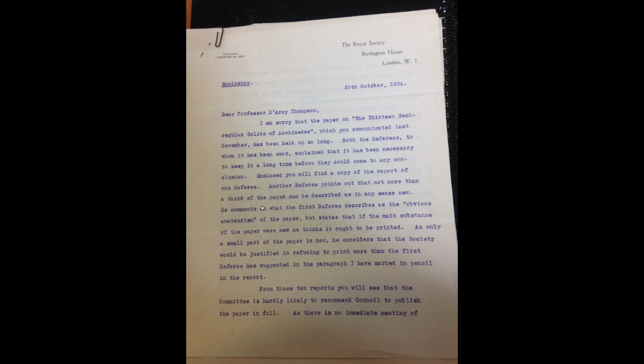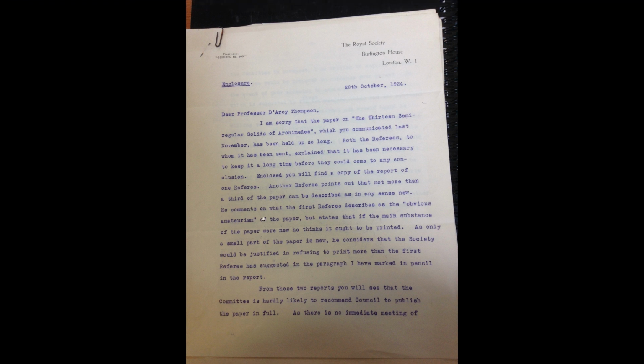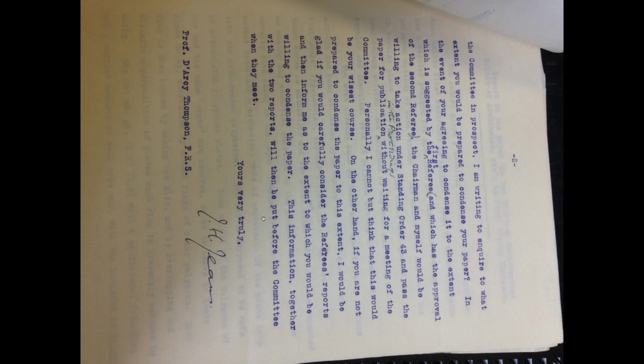But states that if the main substance were new, he thinks it ought to be printed. As only a small part of the paper is new, he considers that the Royal Society would be justified in refusing to print more than the first referee has suggested in the paragraph I have marked in pencil in the report. Okay, that's interesting. So it's like, we'll publish part of your paper. Let's keep going, see what they say next.